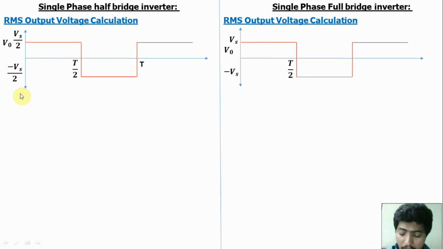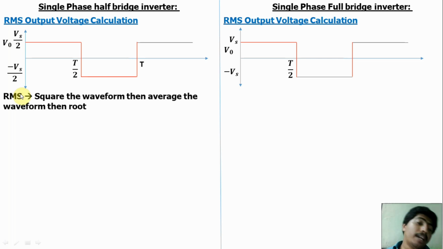The calculation concept for both the inverters is the same. What is RMS? Root mean square. Root mean square means first we have to square the waveform, then we have to take the average of the squared waveform. Finally, we have to take the root of the mean of the squared waveform. First, we will square the waveform.